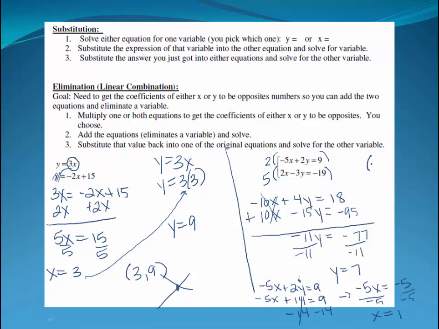That means my solution to this equation is going to be (1, 7). And again, if I graph these two, they would hit at that (1, 7) spot.